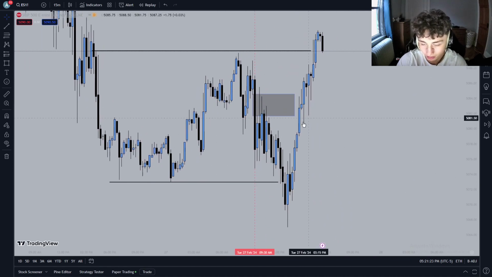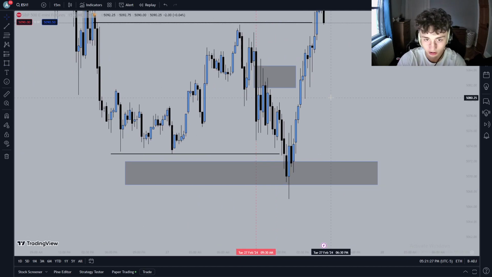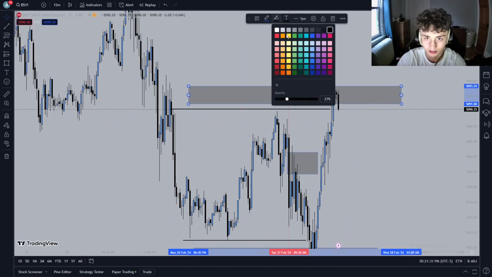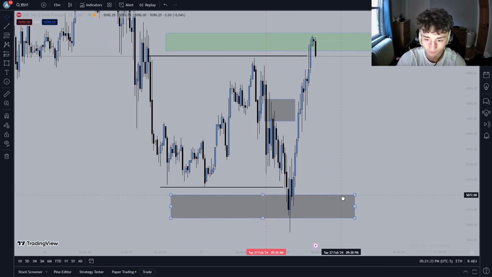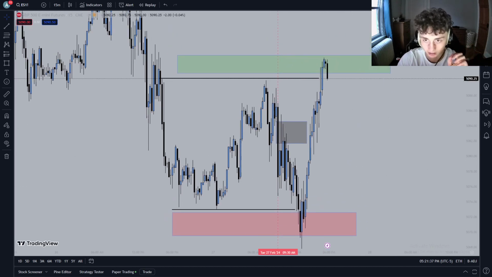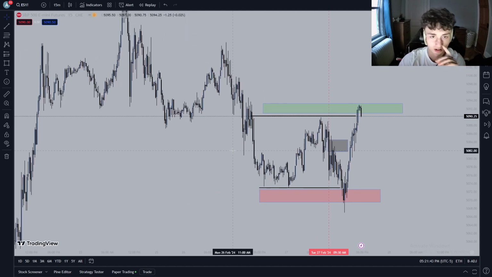It came down, bounced down to this. What is this? Sell side liquidity, and went back up to what? Buy side liquidity. It's very simple. I'm just trying to keep it simple. Sometimes I get ahead of myself. But the price of the market literally just bounces around this, right?